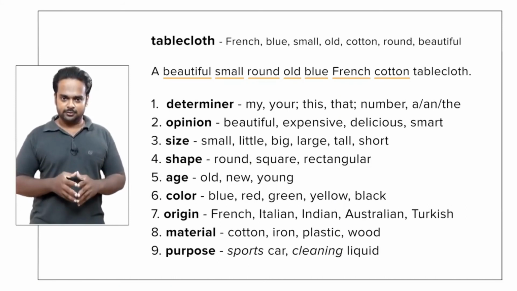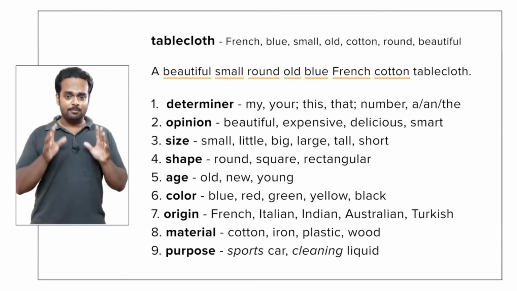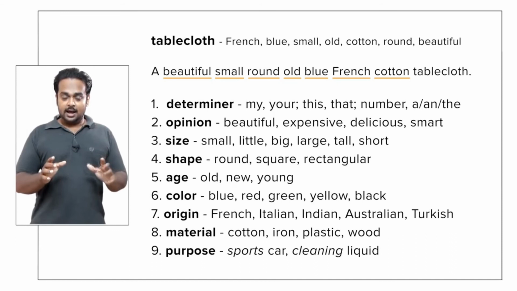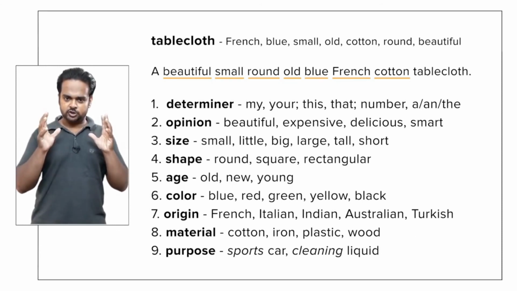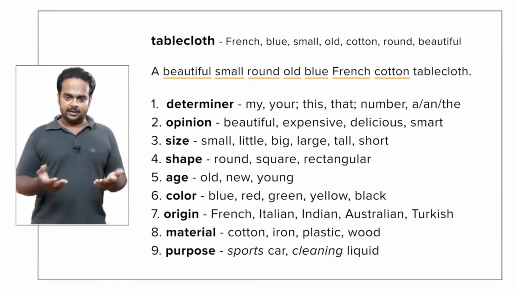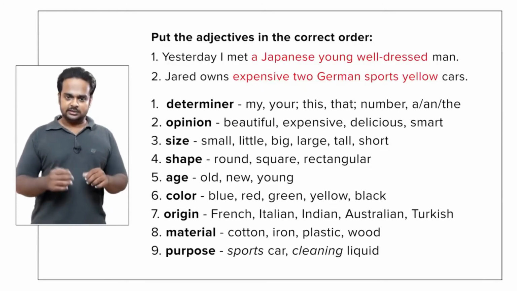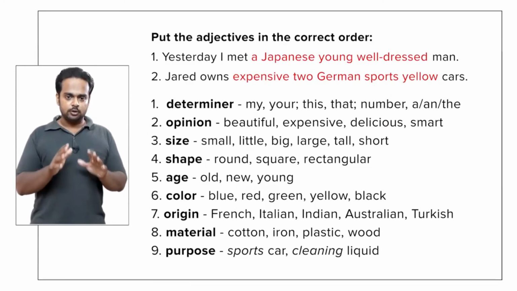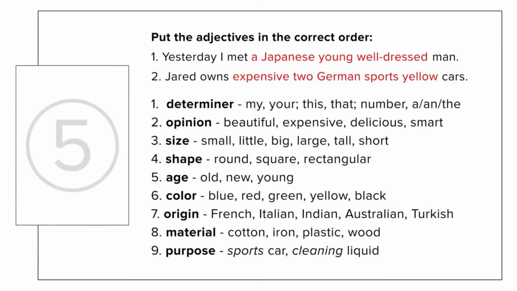cotton tablecloth. Okay, let me say here that it's not very common to have so many adjectives in one sentence. And it's not good because for your listener, it's too much information. So this example was just to show you how we order adjectives in English. So now on the screen, there are a couple more examples. Your job is to put the adjectives in the correct order in each sentence. Stop the video, think about your answer, then play the video again and check.